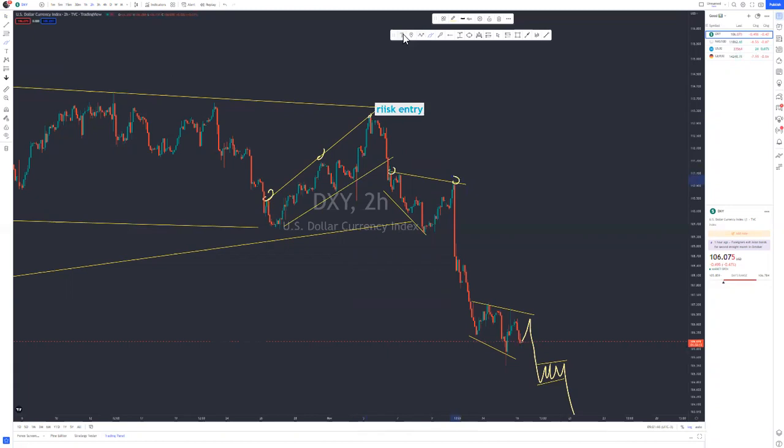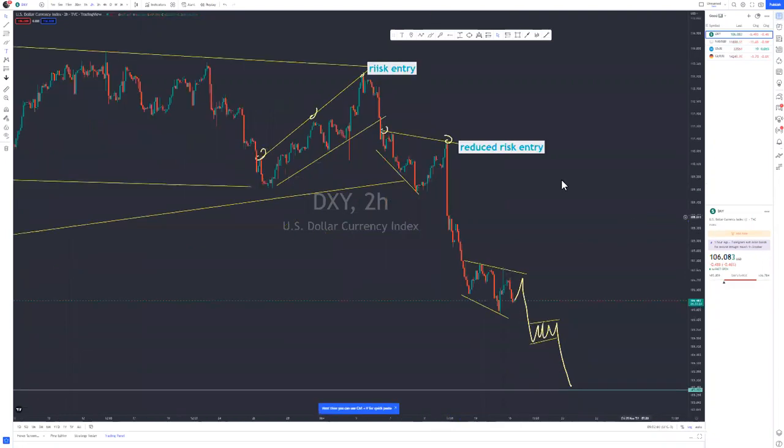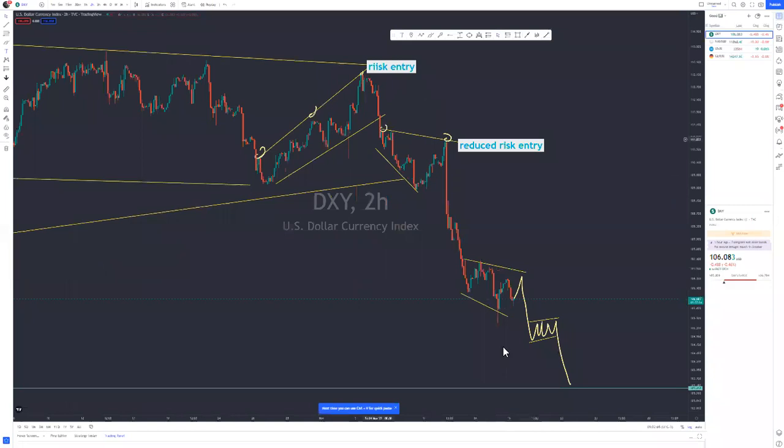To reduce the risk entry. What is a reduced risk entry? It's when you have a confirmation after the break. So here is the reduced risk entry. You understand? The reason it's a reduced risk entry is because they are confirmations to the setup.